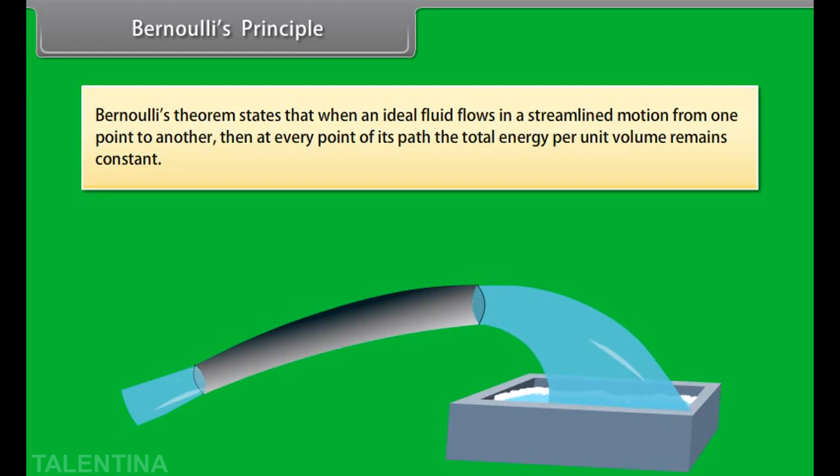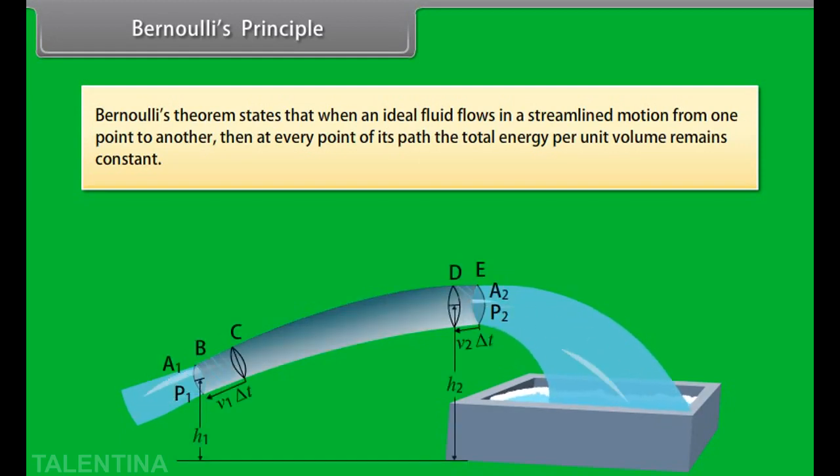Bernoulli's principle. Bernoulli's theorem states that when an ideal fluid flows in a streamlined motion from one point to another, then at every point of its path, the total energy per unit volume remains constant.